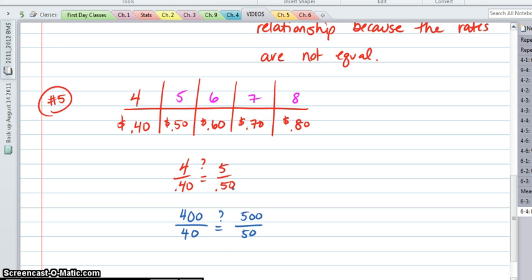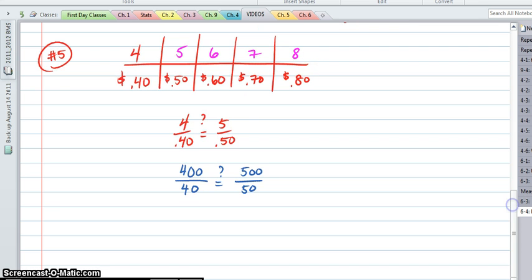I'm just moving the decimal points over. I could even simplify now, or you can just divide out what is 400 divided by 40. You will get 10. 500 divided by 50, it's 10.